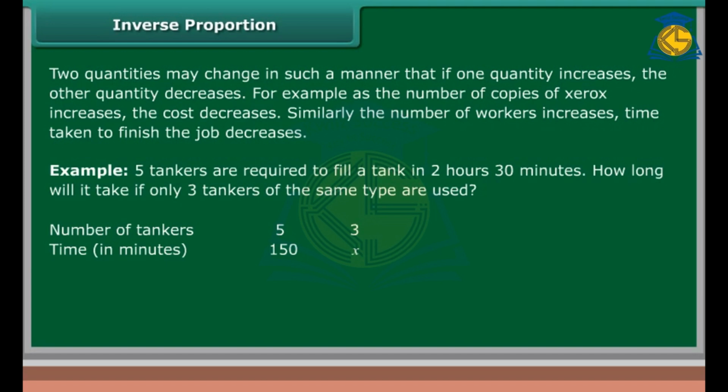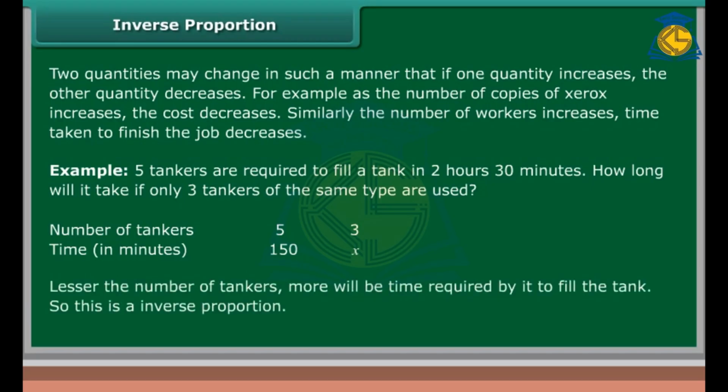Example: 5 tankers are required to fill a tank in 2 hours 30 minutes. How long will it take if only 3 tankers of the same type are used? Lesser the number of tankers, more will be the time required to fill the tank. So this is an inverse proportion.